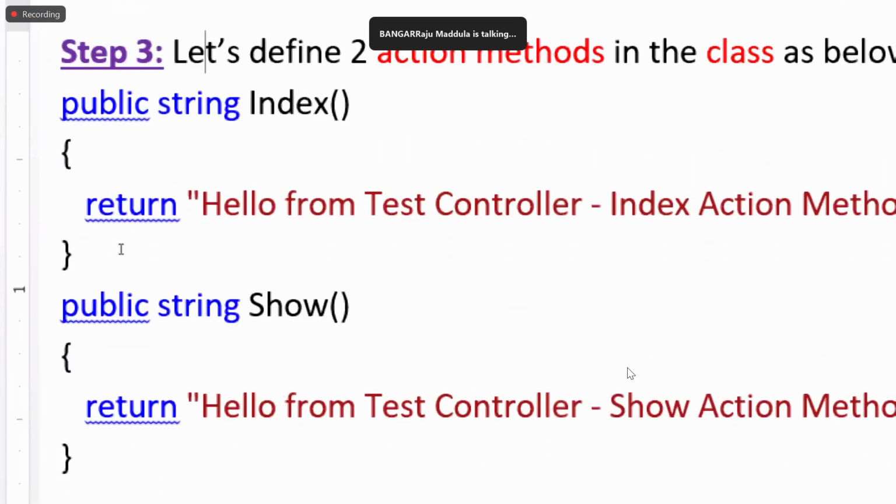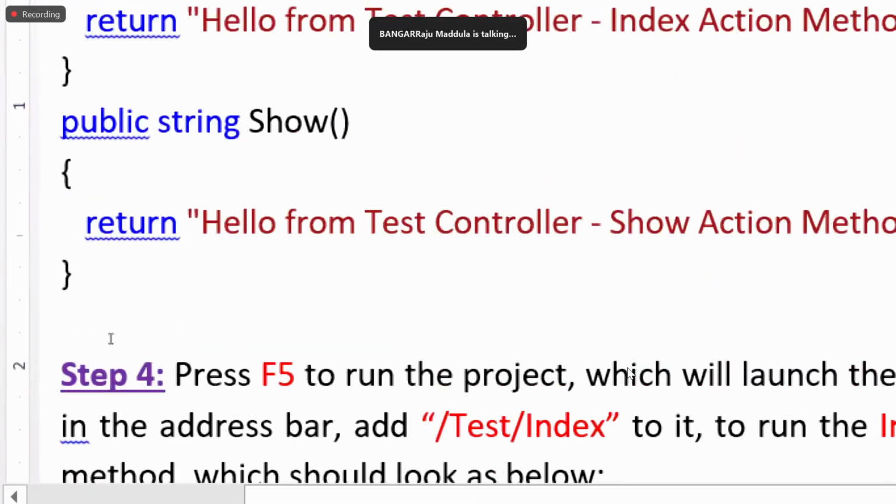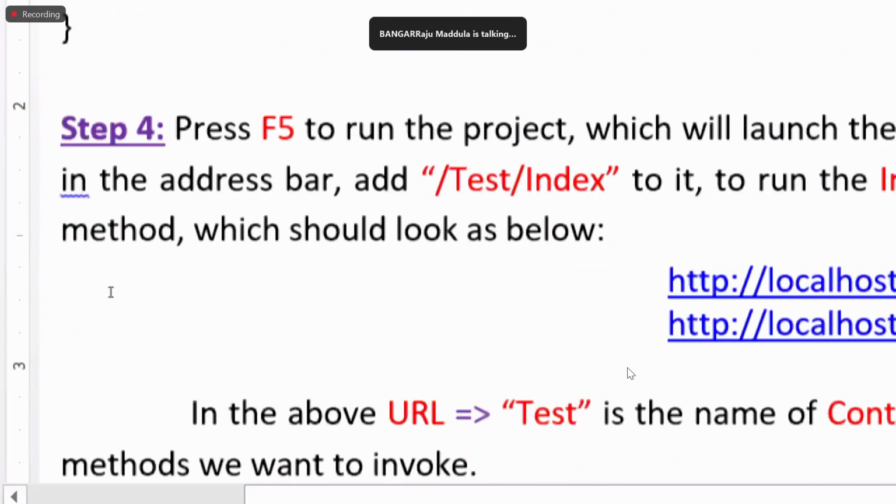Two simple methods here. Public string Index: Hello from test controller index action method. Public string Show: Hello from test controller show action method. Is that clear? Next.